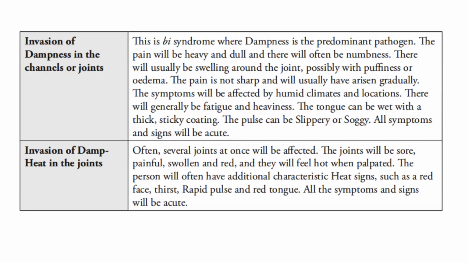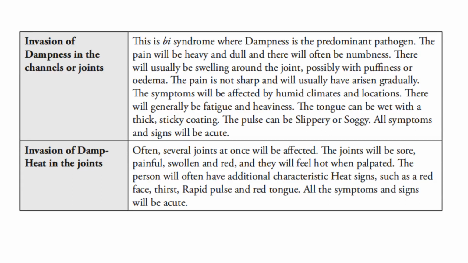For invasion of dampness in the channels or joints, this is Bi syndrome, where dampness is the predominant pathogen. The pain will be heavy and dull, and there will often be numbness. There will usually be swelling around the joint, possibly with puffiness or edema. Pain is not sharp and will usually have arisen gradually. Symptoms will be affected by humid climates and locations. There will generally be fatigue and heaviness. The tongue can be wet with a thick, sticky coating. Pulse can be slippery or soggy. All symptoms and signs will be acute.